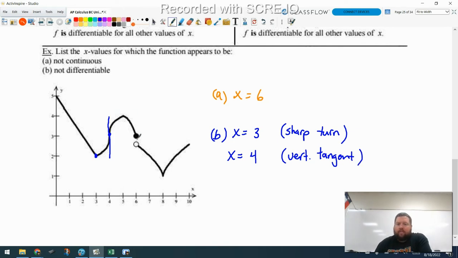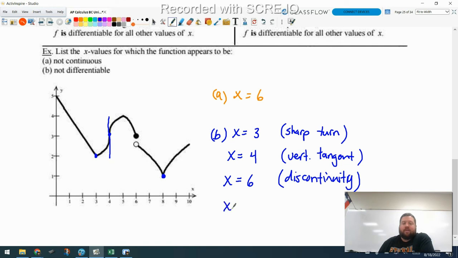All right, right here, discontinuity. Remember, if a function is not continuous, sorry, I'm going to spell it out, discontinuity. If a function is not continuous, then that means it is not differentiable. And I think there's one more right here. That looks like a cusp.